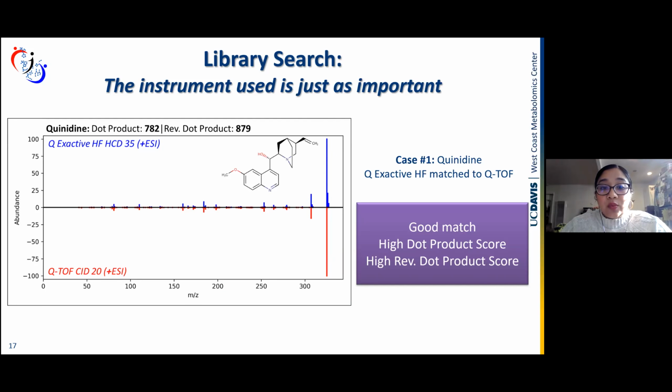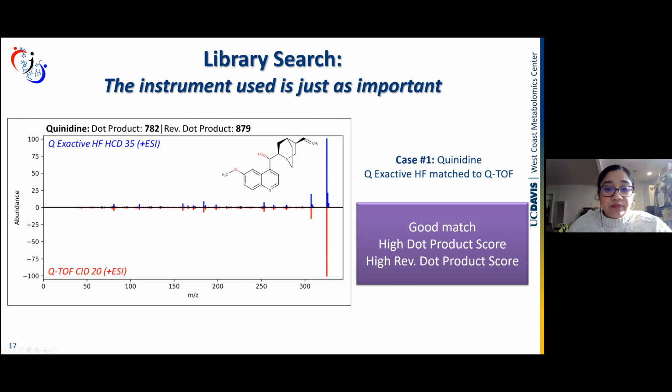In case one with quinidine, we have a pretty good match, Q Exactive matched to a QTOF spectrum. You can see here the dot product and reverse dot product. These are two very common ways of scoring MS/MS matching. They're both high, so this indicates that the spectral match is really good. You can even see with your own eyes how the ions are overlapping and matching quite nicely.